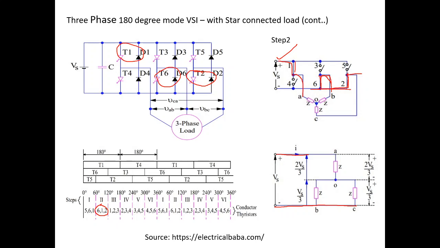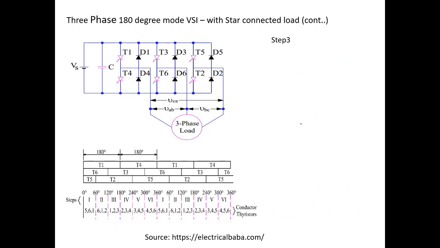Now what is A phase voltage? A phase voltage is equal to plus 2Vs by 3, and B phase voltage, you can see VOB is equal to Vs by 3, so VBO, the B phase voltage, is equal to minus Vs by 3. Similarly, VCO is also equal to minus Vs by 3, corresponding to step 2. What about the line voltage? VAB, again, between A and B directly the input voltage source voltage appears, so that is equal to Vs. And what about VBC? B and C are shorted, so VBC is equal to 0, and VCA is equal to minus Vs.